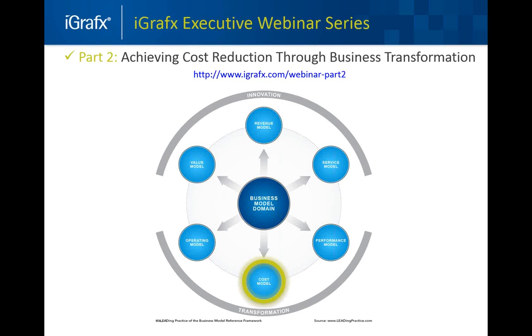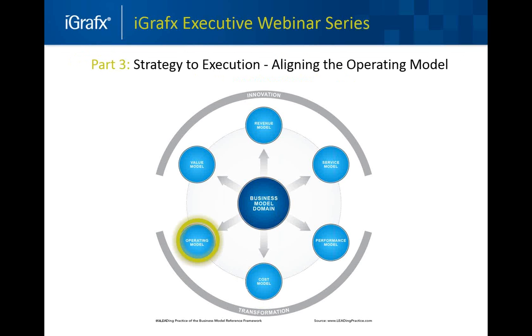In the second session, we explored the fundamentals of cost-cutting initiatives and how they support transformation. And today, we'll continue talking about how you can achieve business transformation through managing your business operations.